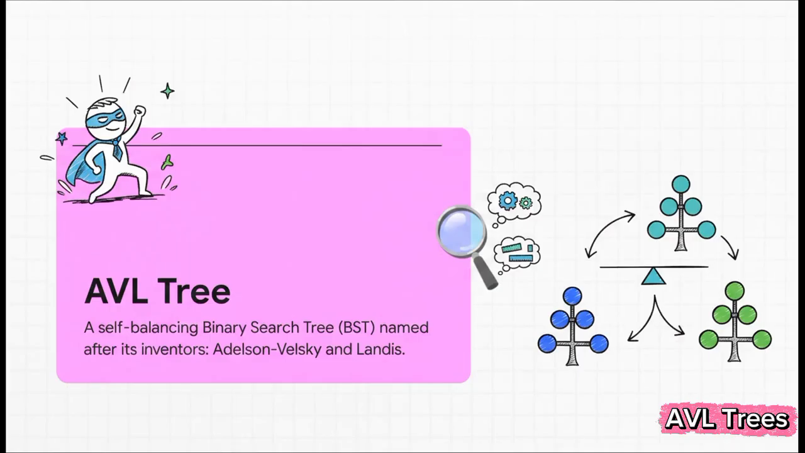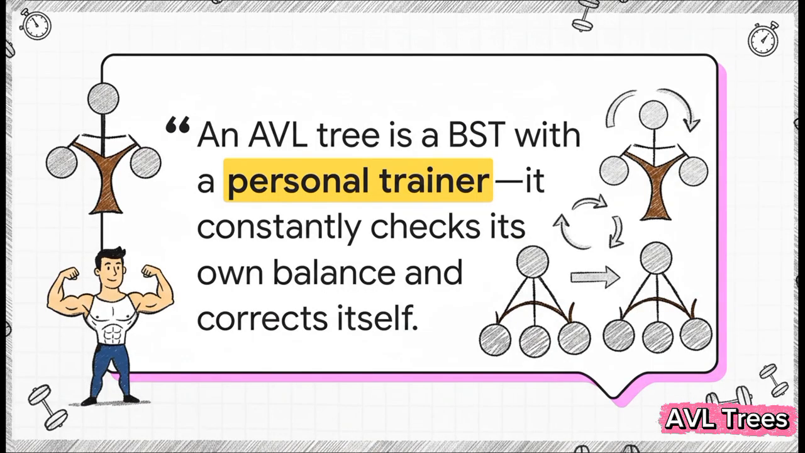And this is where our hero, the AVL tree, enters the scene. It's a special kind of binary search tree that is self-balancing. It was named after its inventors, Adelson-Velsky and Landis, and it has these clever, built-in rules that stop that worst-case scenario dead in its tracks. Okay, here's a really simple way to think about it. An AVL tree is basically a BST with a personal trainer. It's never lazy. After every single operation, whether you add something or delete something, it checks its own structure. If it senses it's getting a little lopsided, it immediately does a quick workout to get right back into perfect form.